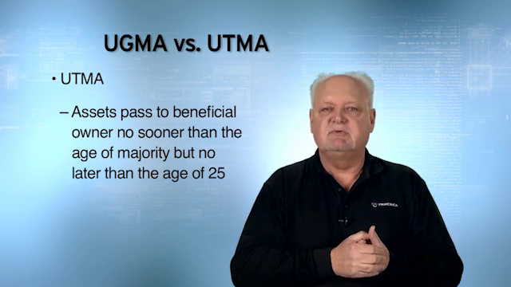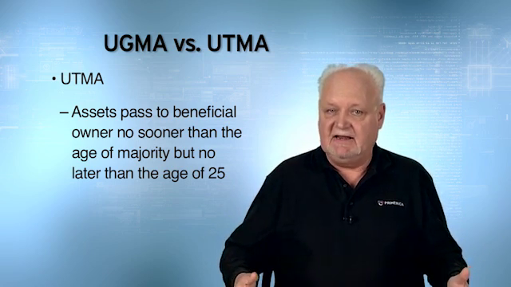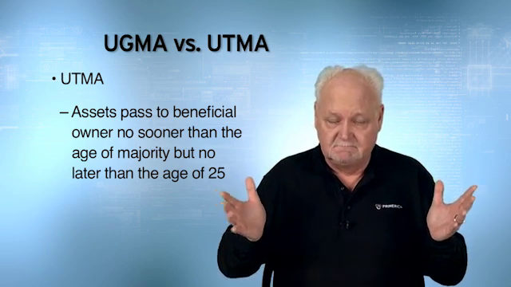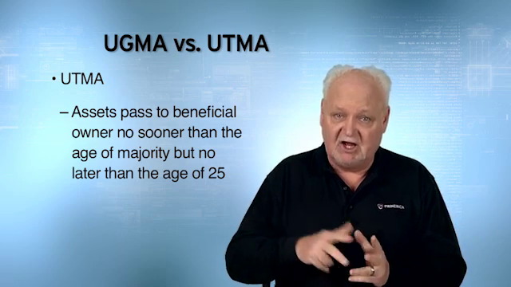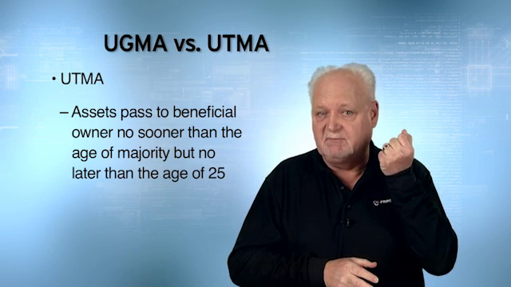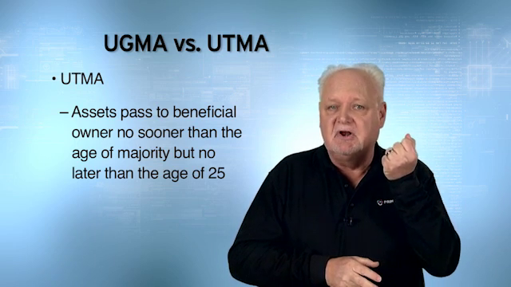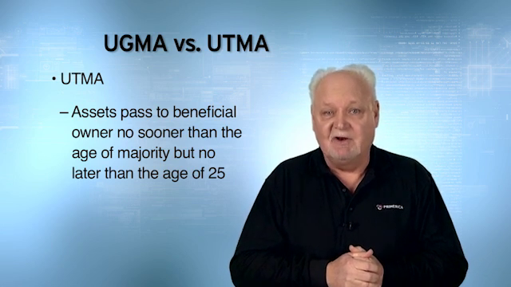So let's say the age of majority in the state is 18. I know when this person gets the money at 18, they're going to blow it. So I don't let them have the assets. It's an UTMA account. I can do that. And I can withhold these assets from this beneficial owner, but no later than the age of 25. So hopefully they'll grow up by the age of 25.